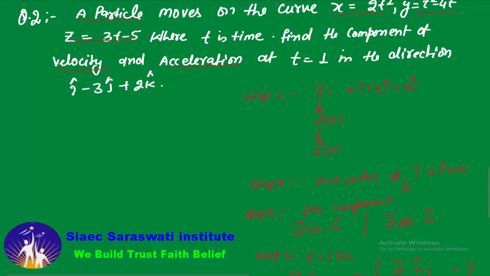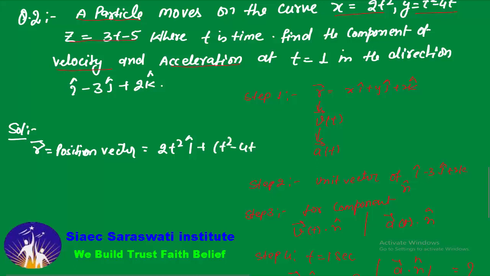करते हैं। फर्स्ट ऑफ ऑल हम लोग पोजीशन वेक्टर बनाएंगे। पोजीशन वेक्टर हमारा क्या बनेगा? सॉल्यूशन, हमारे पास में पोजीशन वेक्टर बनेगा वेक्टर आर, दैट इज बेसिकली दी पोजीशन वेक्टर। ओके, that will be 2t square i plus t square minus 4t of j and plus 3t minus 5 times of k cap. So this is the position vector. So let the equation number 1.